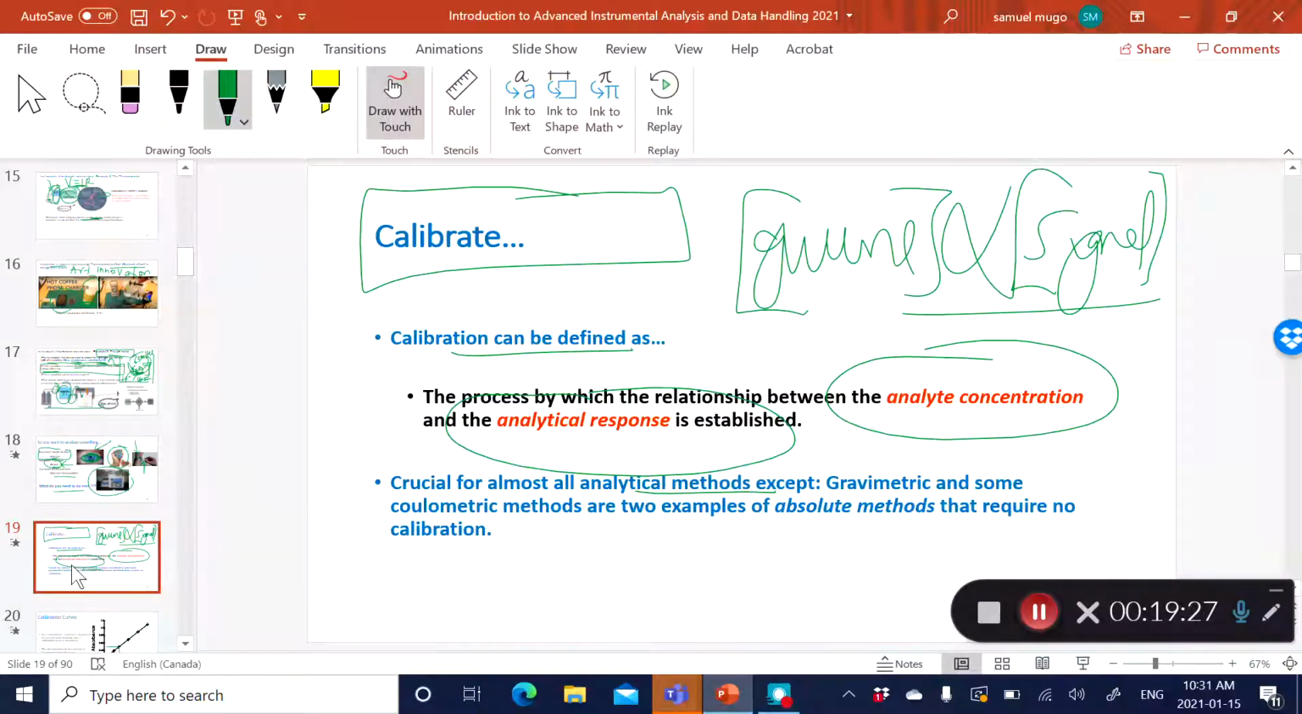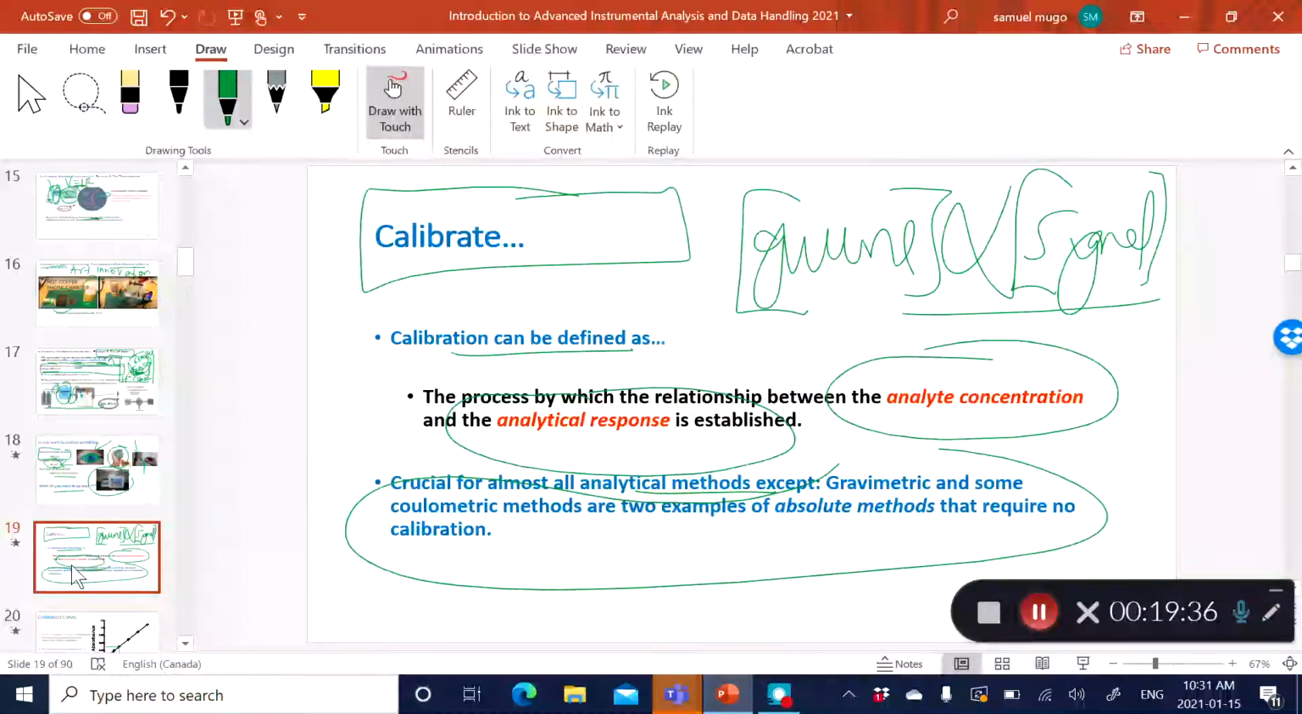Very few analytical methods out there don't really need analytical calibration. Things like coulometry, gravimetry, those ones you just need to tune the instrument, but you don't necessarily need to do the calibration of the analyte for it to be proportional to the signal, because those ones give you absolute, they're absolute methods. But all the other methods, really, you really need to do calibration.